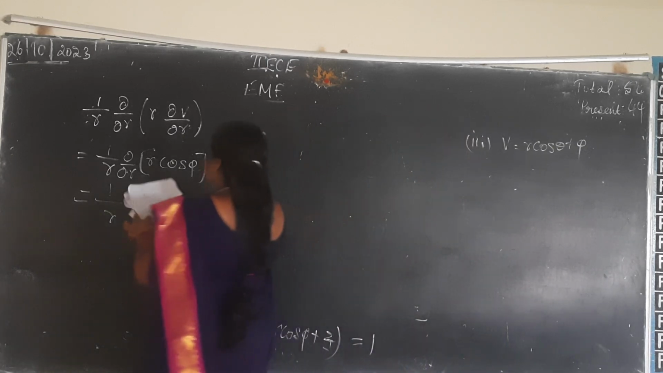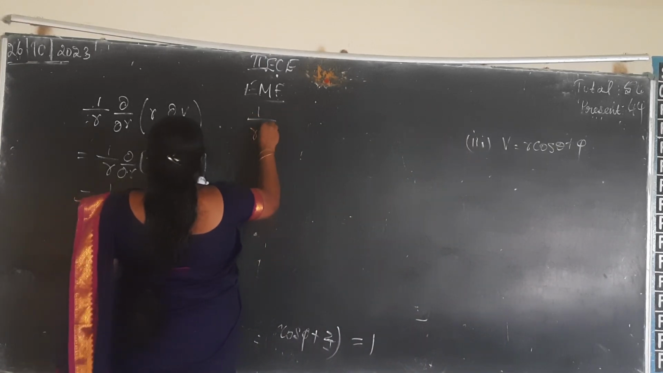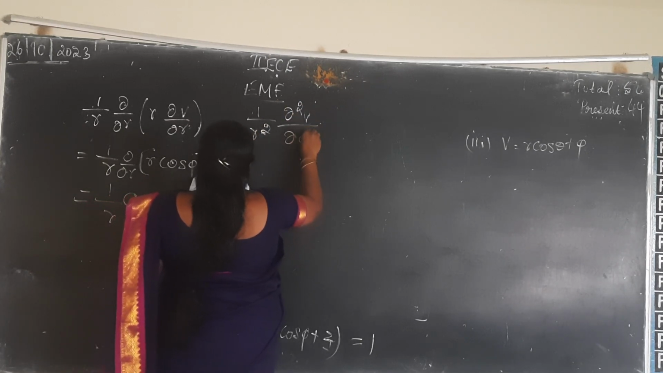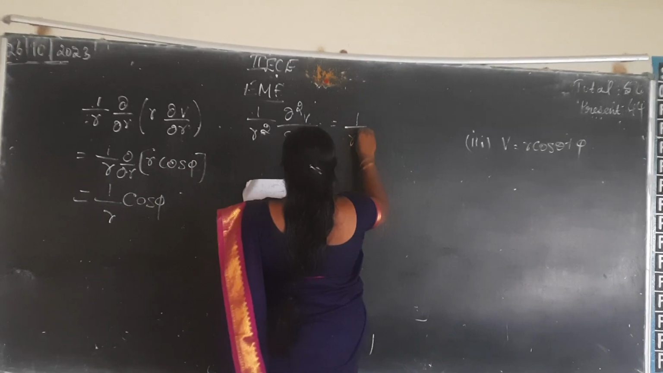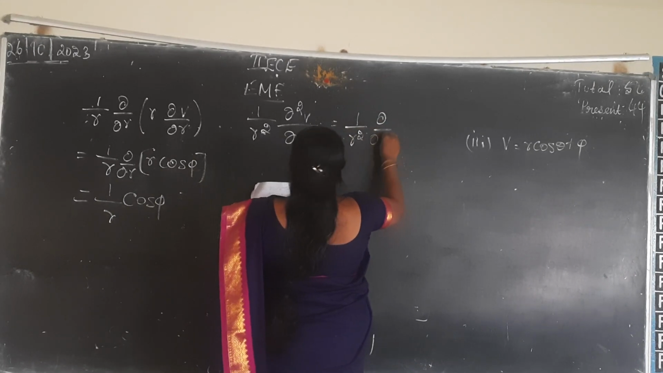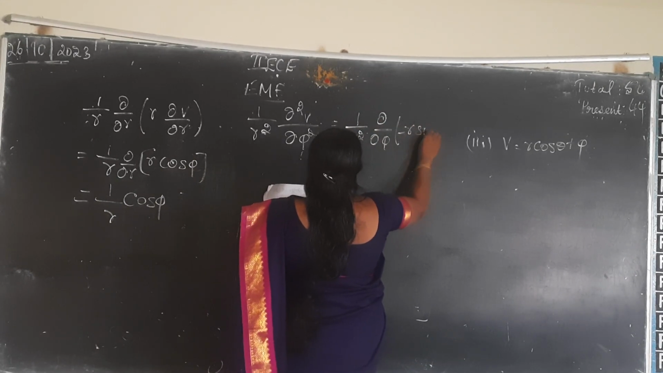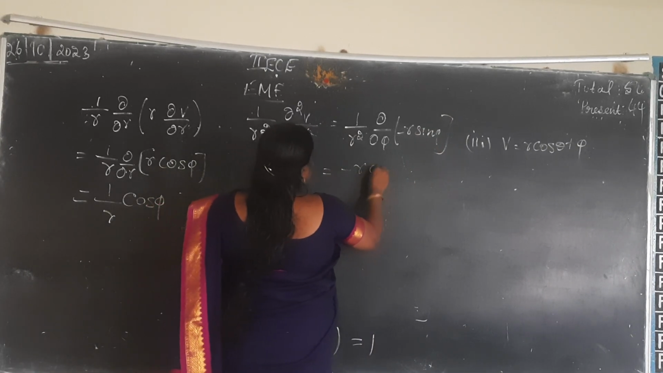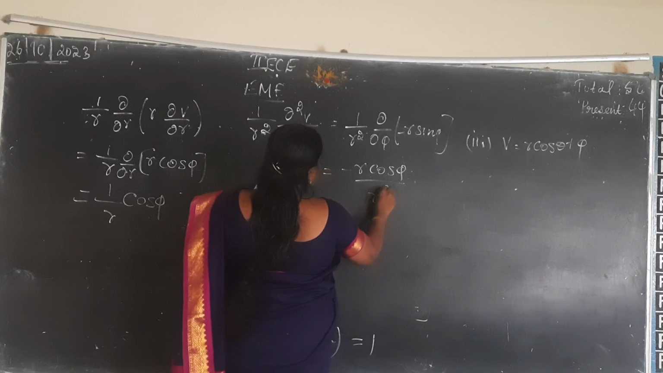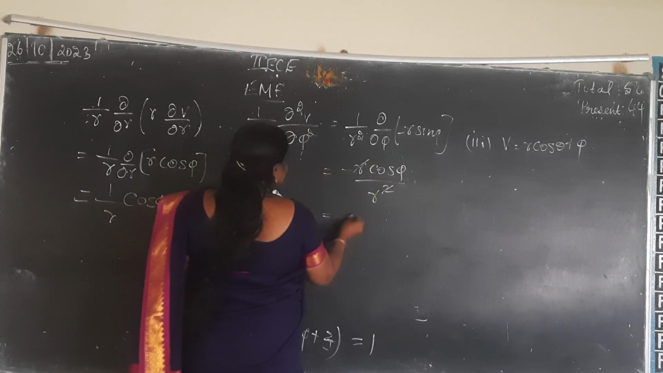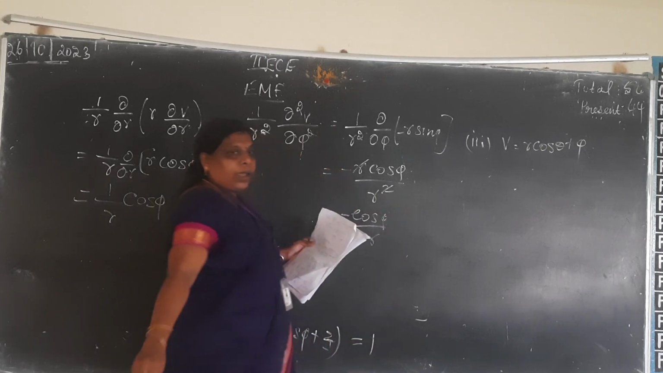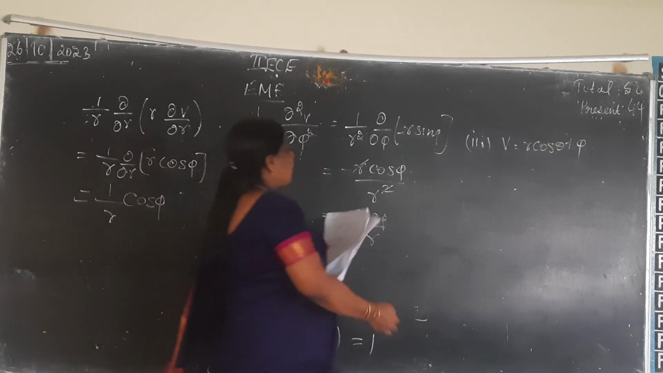The next one, 1 by r square dou square v by dou phi square. That is equal to 1 by r square of dou by dou phi of minus r sin phi. I think we have already solved that. So it is minus r cos phi divided by r square. This r and r will get cancelled. So finally I have minus cos phi divided by r. Clear? The next term.